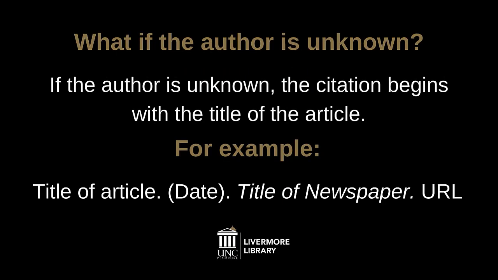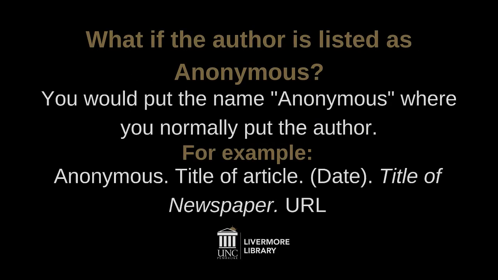If the article you need to cite has an unknown author, begin the citation with the title of the article. If instead of having no author the article is signed as being written by anonymous, use that for where you'd normally put the author's name. Only use the word anonymous if the article is specifically credited that way.